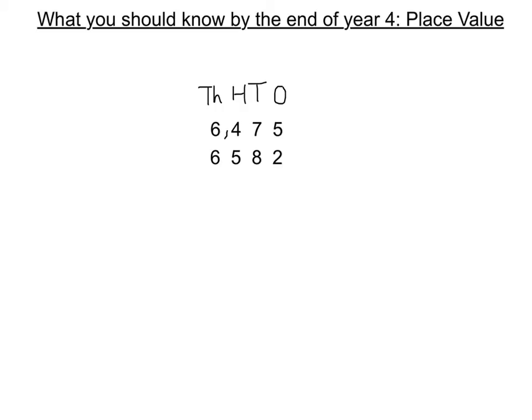We can use our knowledge of these columns to be able to read and write numbers up to 10,000 in numerals and in words. For example, if we were asked to write 2,082, we know that we've got a 2 in the thousands column because we've got 2,082, no hundreds, 8 tens for our 80 and 2 for our ones. This helps us be able to write our number.